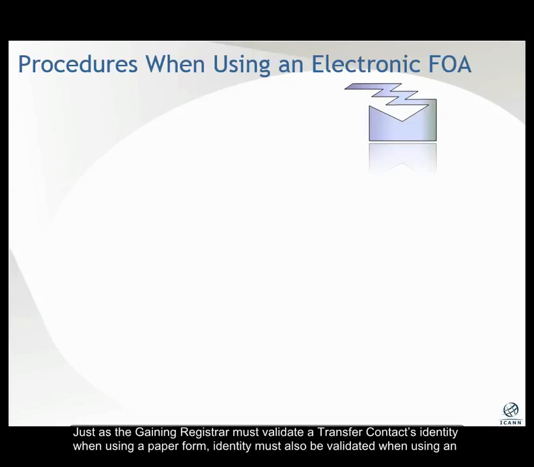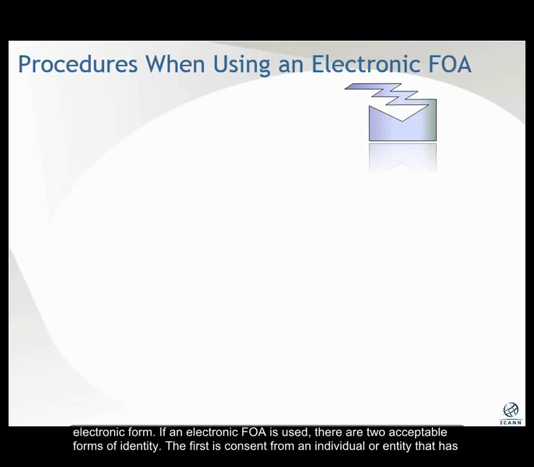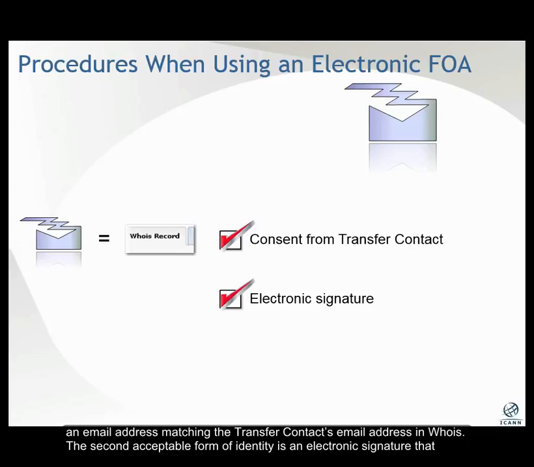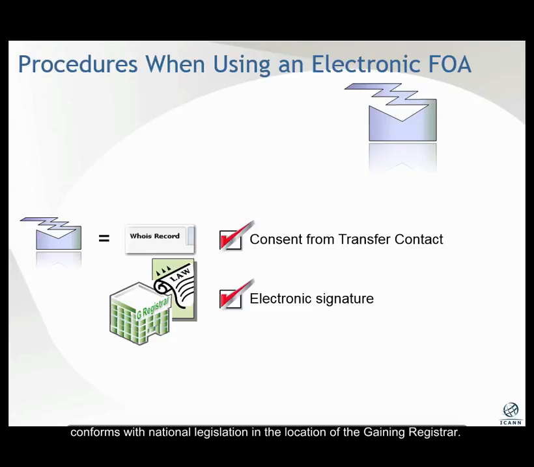Just as the gaining registrar must validate a transfer contact's identity when using a paper form, identity must also be validated when using an electronic form. If an electronic FOA is used, there are two acceptable forms of identity. The first is consent from an individual or entity that has an email address matching the transfer contact's email address in WHOIS. The second acceptable form of identity is an electronic signature that conforms with national legislation in the location of the gaining registrar.